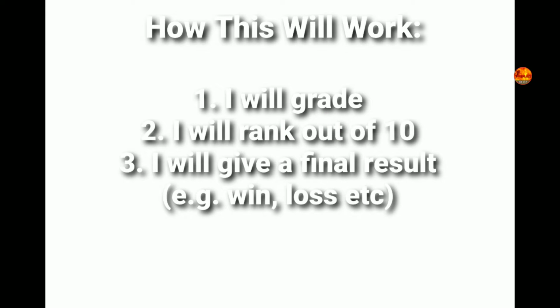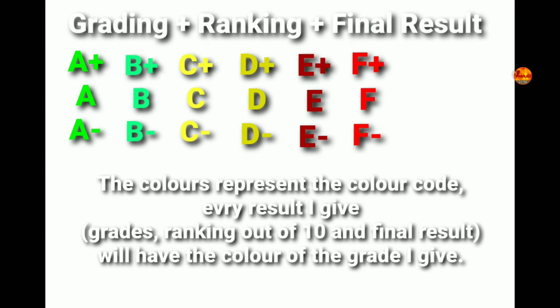We'll start off with the Adelaide Crows talking about their trade period. But quickly before we do, we're going to be grading, ranking, final results. So we have A, B, C, D, E, and F, and then of course A plus, B plus, C plus, D plus, E plus, F plus, and then A minus, B minus, C minus, D minus, E minus, and F minus. The colours represent the colour code every result I give. Grades, ranking out of 10, and final result will have the colour of the grade I give.